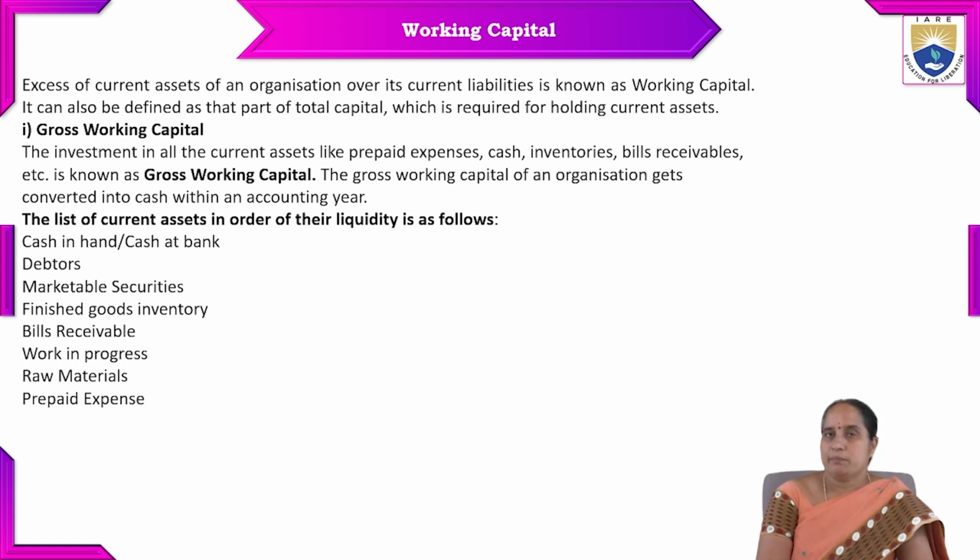The gross working capital of an organization gets converted into cash within an accounting year. Then the list of current assets in order of their liquidity is given below. Cash in hand or cash at bank, debtors, marketable securities, finished goods inventory, bills receivable, work in progress, raw materials, prepaid expenses.